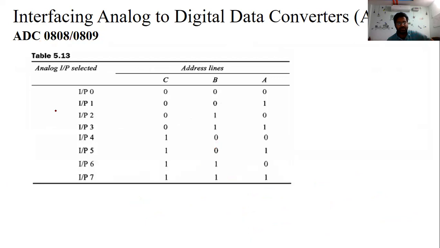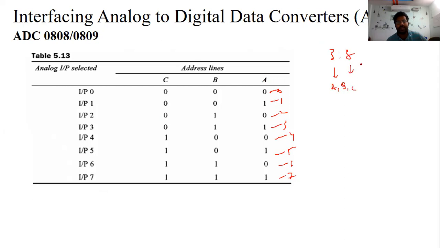Okay, now see how this ADC is. These are some address lines. The analog inputs selected are IP0, IP1, IP2, IP3, IP4, IP5. Now ABC: this is 0, this is 1, this is 2, this is 3, this is 4, this is 5, this is 6, this is 7. You have 8 lines, so 3 is to 8 is nothing but the three inputs, three address lines A, B, C.